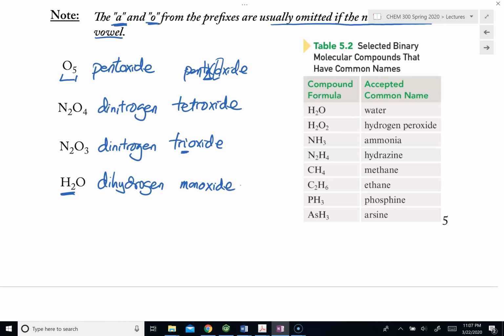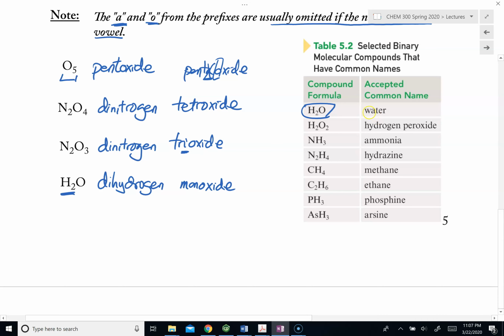Now, certain molecular compounds are used on a daily basis, and if we had to name them systematically all of the time, they would get complicated and therefore not useful. So for molecular compounds that we use on a regular basis, we give them common names. For example, H2O is named water rather than dihydrogen monoxide. Imagine going to a restaurant and ordering a glass of dihydrogen monoxide. That gets pretty complicated, right?